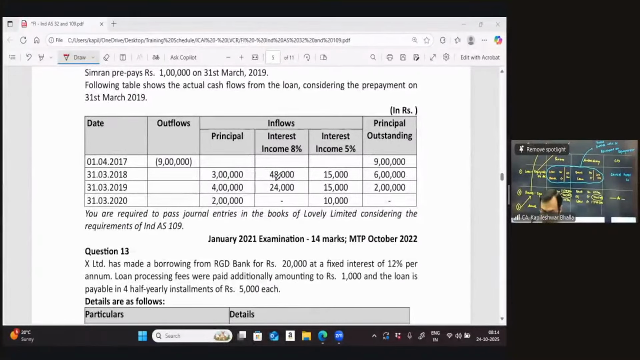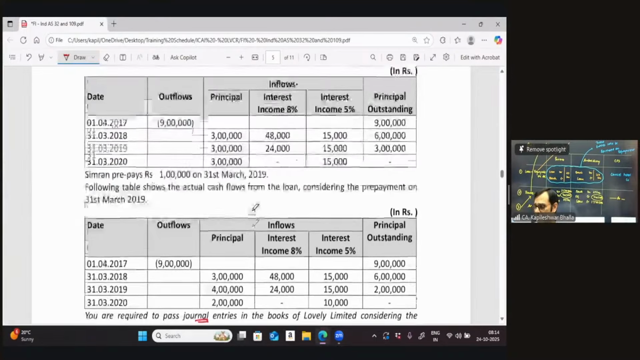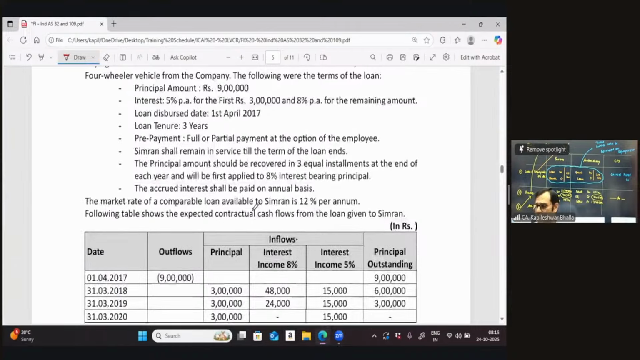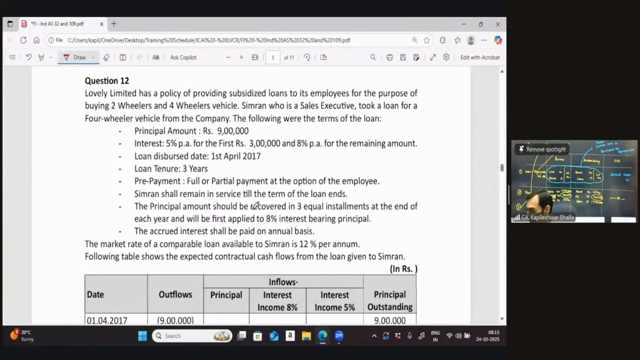So this is going to take some time to do because this is a bigger question. A lot of calculations are required to be done in this particular question. You're required to pass journal entries in the books of Lovely considering the requirements of 109. So nothing too technical asked in the requirement. We'll have to now go through the inputs in this case. Now let's read the inputs in this particular case.